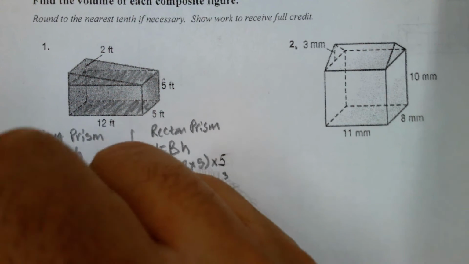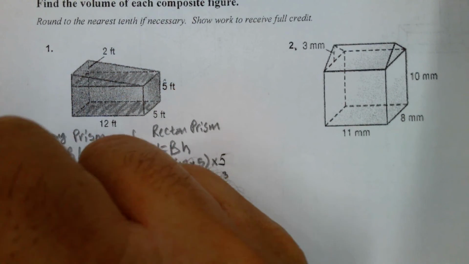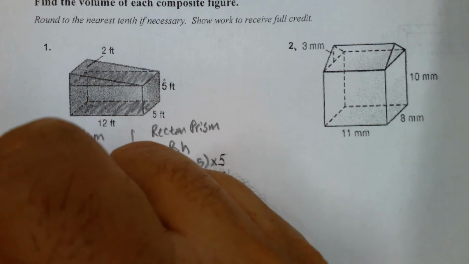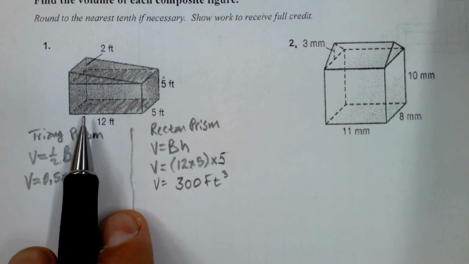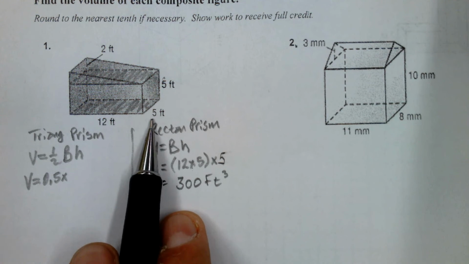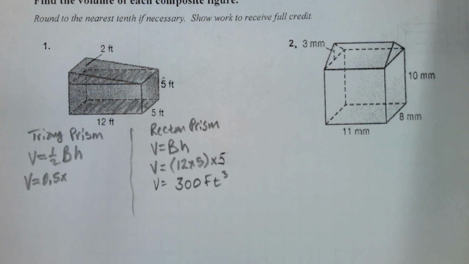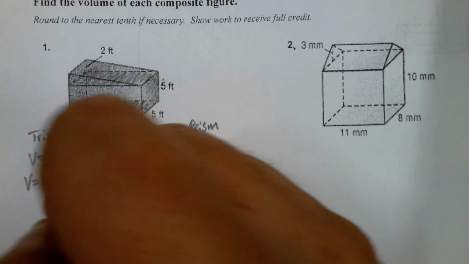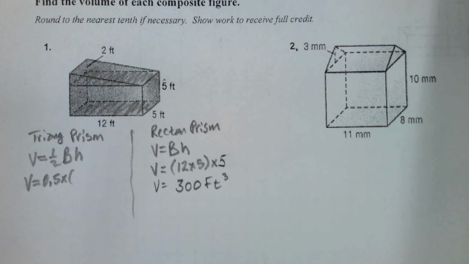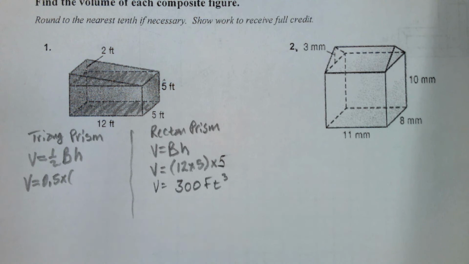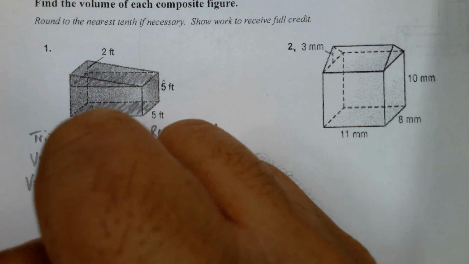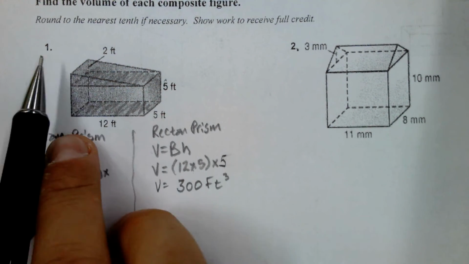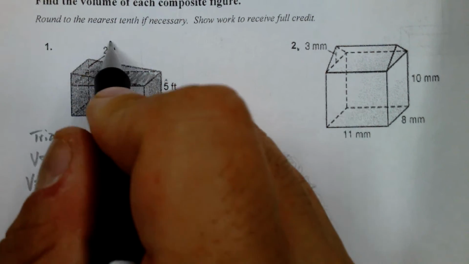So let's see, instead of 1/2 that way, I'll write it in decimal form. And then we have to multiply that times the base, but the base is the same. The base is the same as there. So what numbers do I multiply to get the base for this triangular prism? What did I multiply for the rectangular prism? 12 and 5. And then I got to multiply that times the height of this triangular prism. There it is.